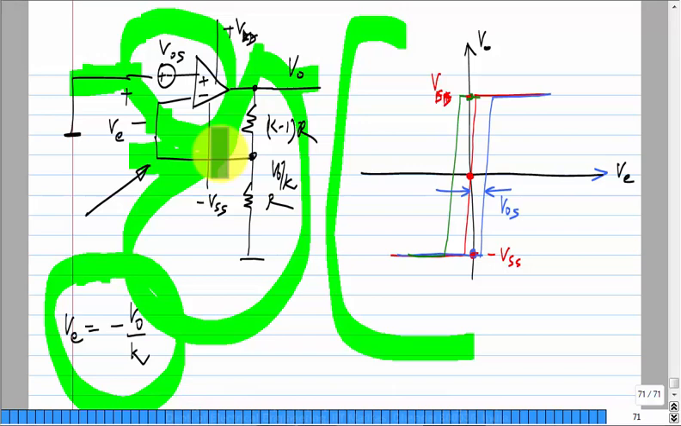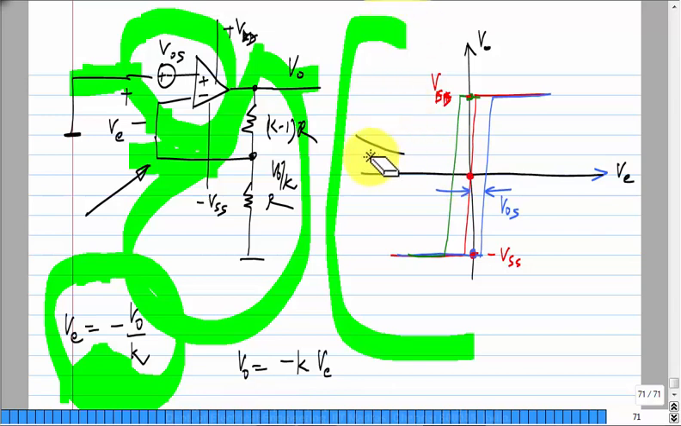Exactly. I plot them on the same axis and find the intersection. So I want to plot this V equals minus VO by K on the same axis. What will the plot be? Straight line. Remember, here the Y axis is VO, the X axis is VE. So you just have to rewrite this as VO is minus K times VE. And what will that line look like? Negative slope passing through the origin. What is the slope? Minus K.